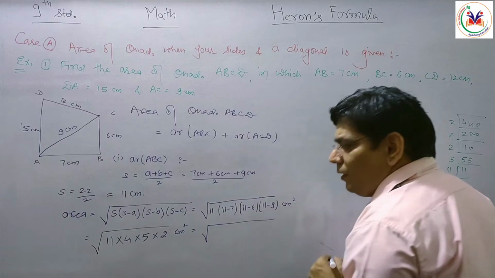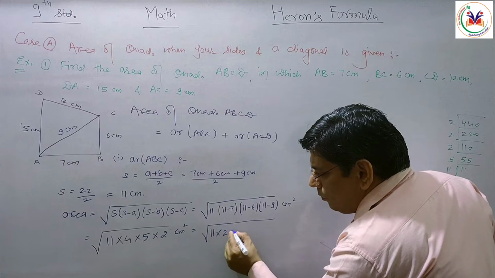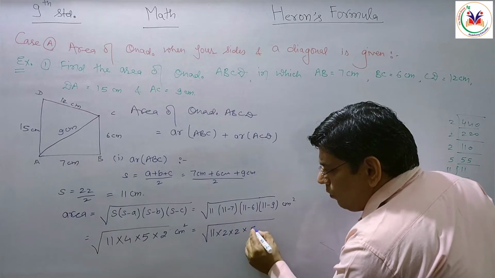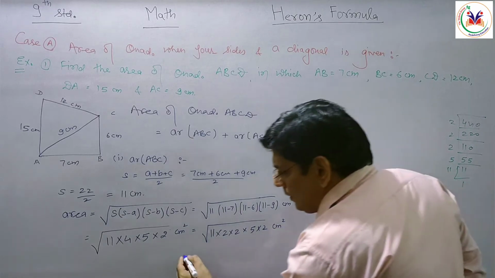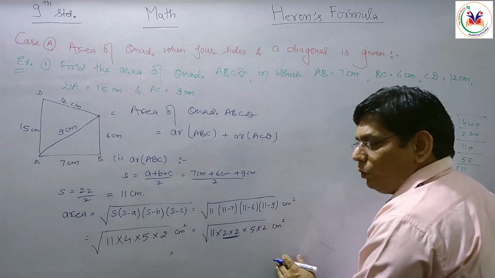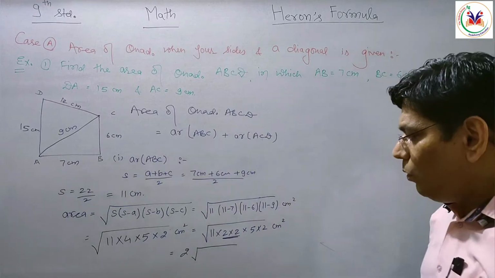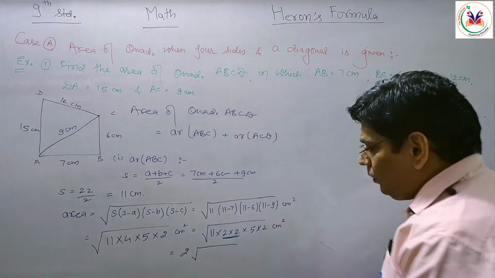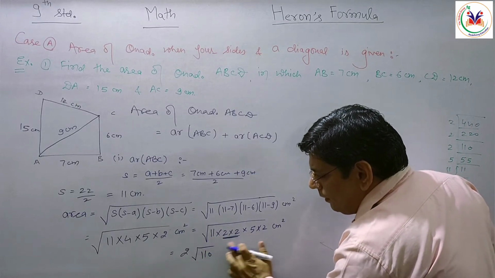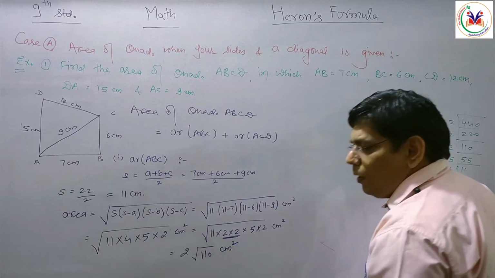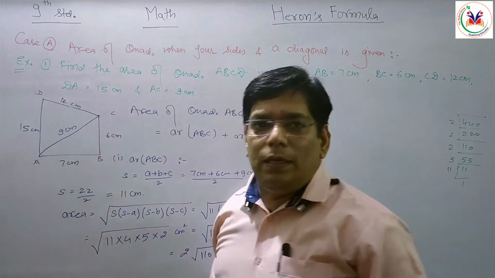After that, we calculate the factors of this. 11 stays 11, 4 we can consider as 2 into 2, and 5 into 2. So what should be the answer? We obtained one pair of 2, so 2 will be moved outside of the square root, and then 11 into 5 into 2 inside. So 2 into 5 is 10, 10 into 11, the area is 2 root 110 centimeter square. That will be the area of the first part, triangle ABC.